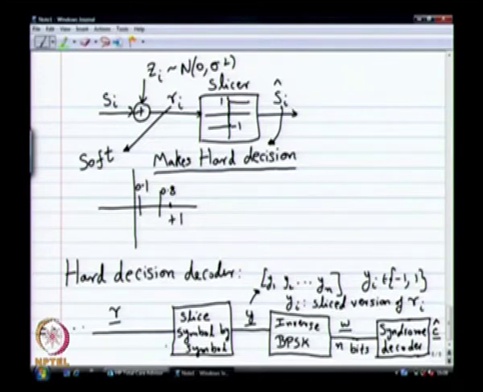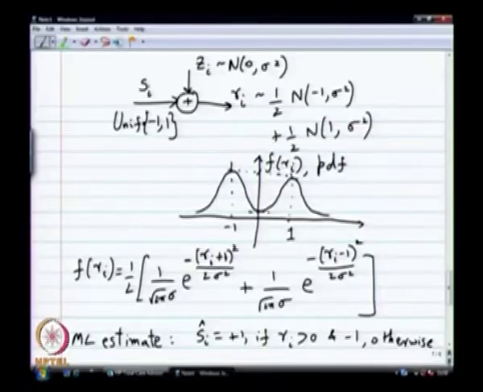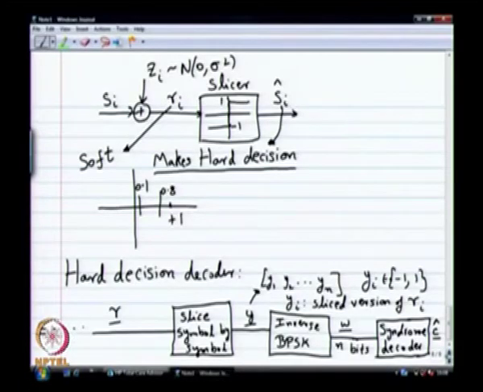Greater than 1. Yeah, it is the probability that the noise is strong enough so that your slicer makes an error. So, what will be that probability? Q of 1 by sigma. Okay, so hopefully you remember enough of digital communications to know this. It is the probability that the slicer makes an error, Q of 1 by sigma.